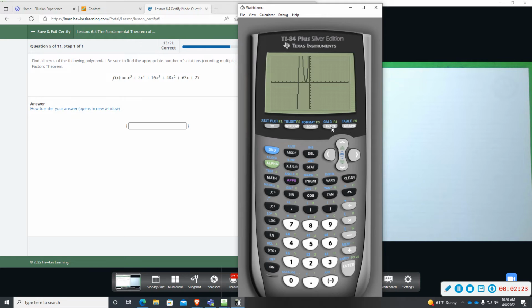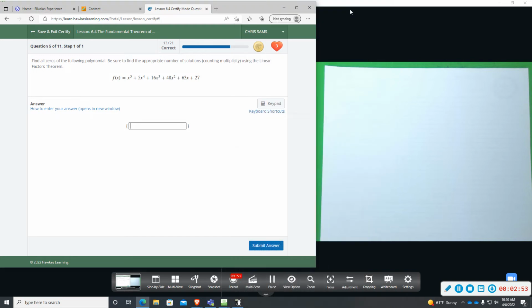Let's test that out. So if I hit the trace button, and then I type -1, I get 0. Now if I do -3, we also get 0. So we've kind of just used a little shortcut with the calculator to find 2 of the zeros, maybe 3 of them, because it looks like -1 works twice. So let's do this by hand and check this out.